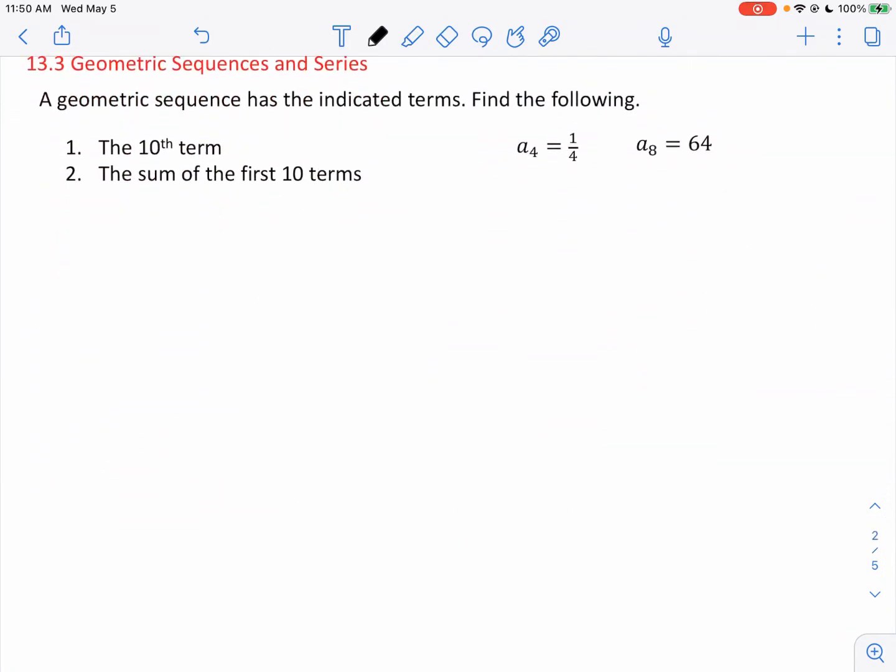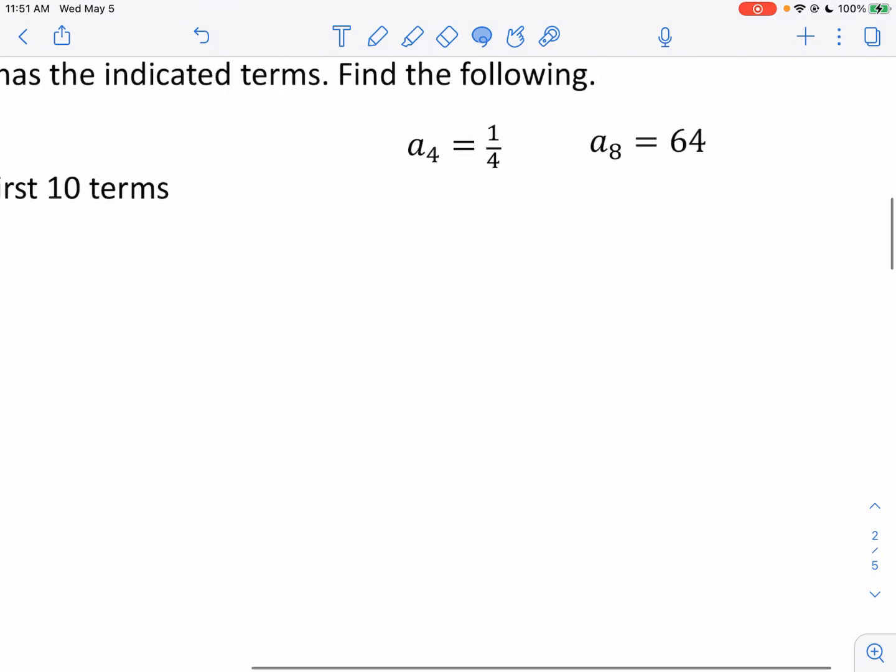A geometric sequence has the indicated terms. Find the following: the 10th term and the sum of the first 10 terms. Now, in this particular geometric sequence, we have the 4th term and 8th term presented, so we have to do some detective work to figure out what the common ratio is and see if we can figure out what the first term is. And there's a few ways to do this.